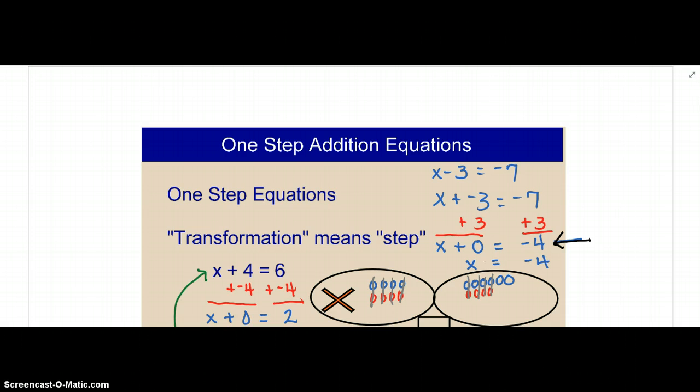The next thing we're going to do is a check step. So for my check step, I'm going to substitute -4 in my answer in the place of x. Always substitute it back into the original problem before you change the sign or anything in case you made a careless mistake. So we get -4 plus -3 equals -7, and that gives us a true statement. So therefore, this answer is correct.